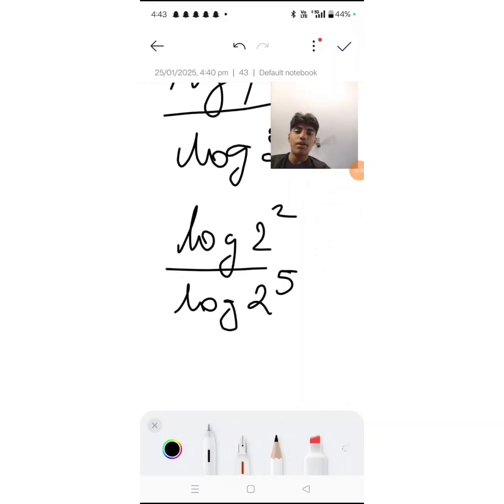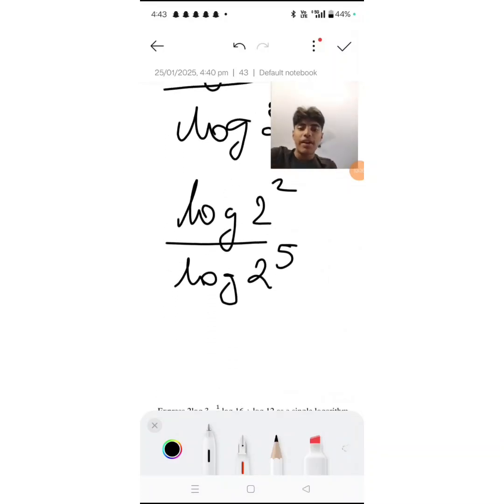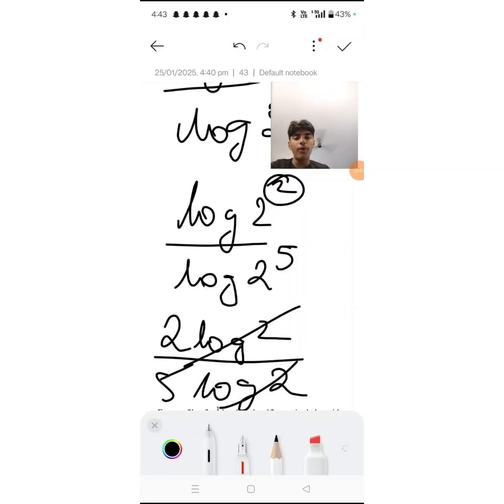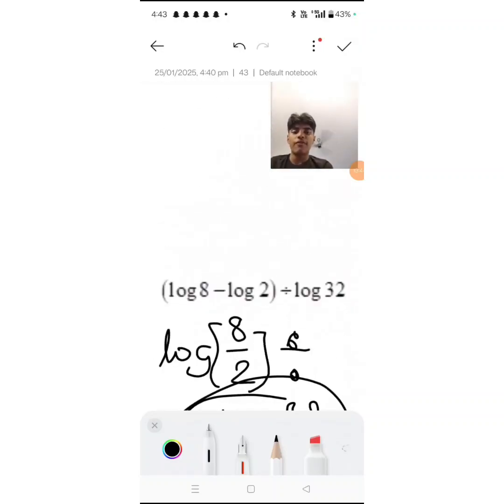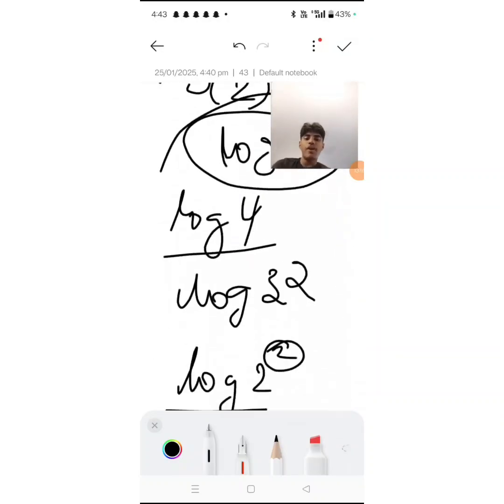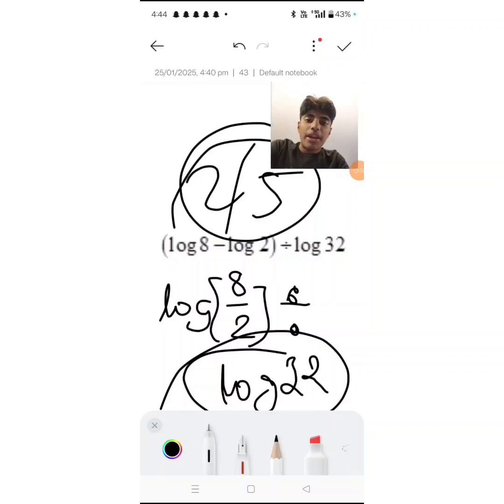Now here's where you need to use another identity to further simplify this. So log m to the base a, the power of n is just equal to n log m, right? So we can just rewrite this as 2 log 2 upon 5 log 2. Now you can cancel the log 2 with the log 2, and ultimately you're just left with 2 by 5. This is your answer. Very important type of sum you can get. If people from grade 9 are watching, this is quite an important sum.